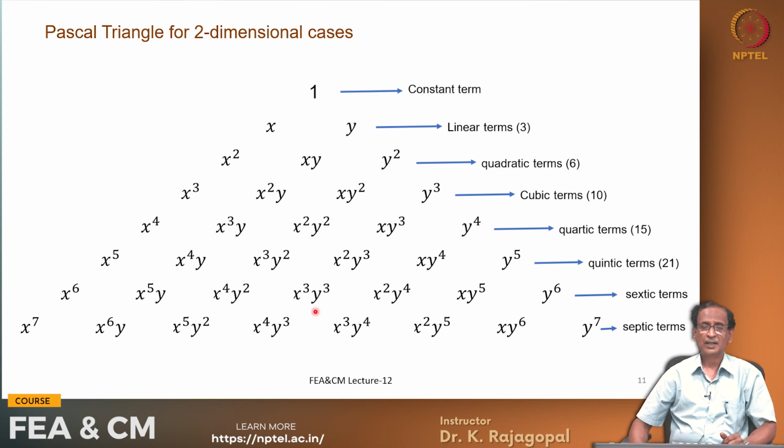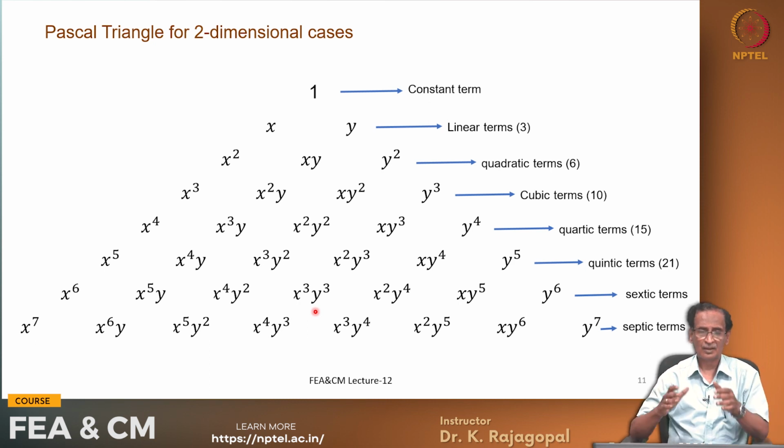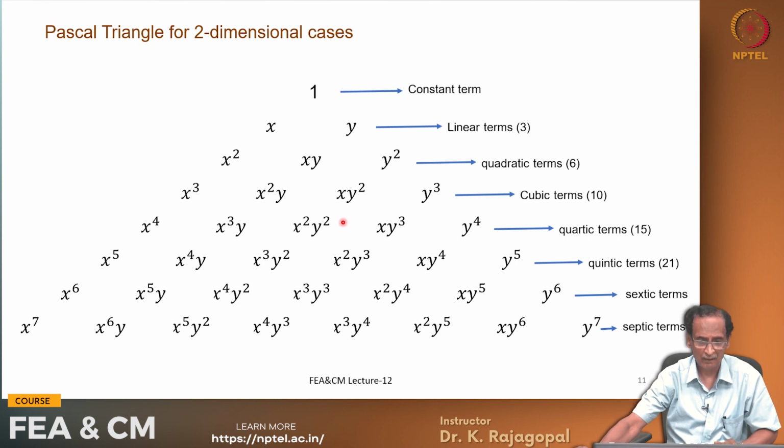To help us in satisfying the spatial isotropy, we can take the help of this Pascal triangle that gives you all the polynomial terms of different order: constant term, linear x and y, quadratic x square, xy and y square, and then cubic x cube, x square y, x y square, y cube and so on.